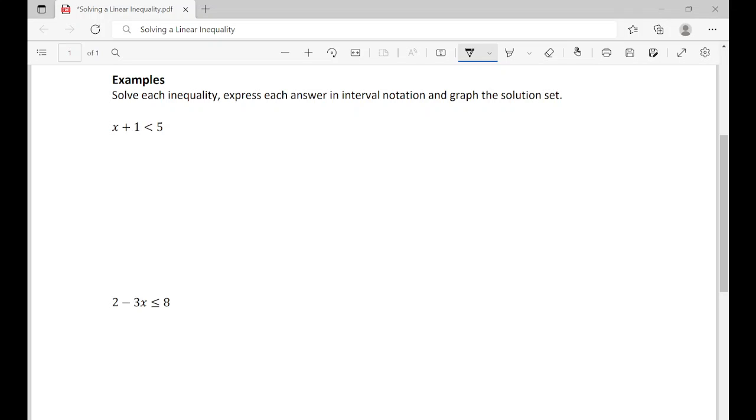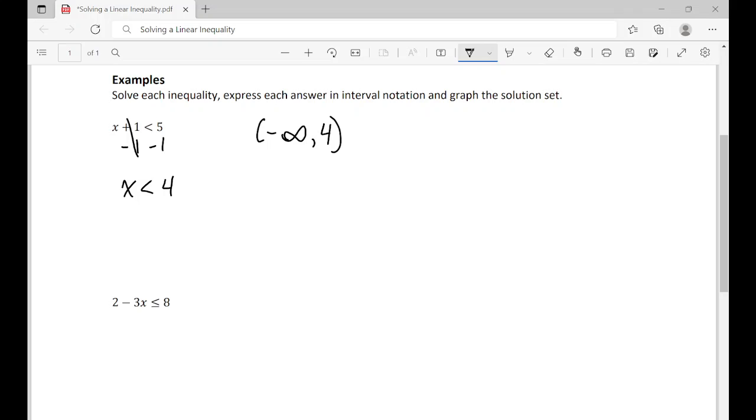So, got to get x by itself, so I'm going to subtract 1 from both sides. Cancels out here. So x is going to be less than 4. In interval notation, since it's less than, and less than essentially has an arrow pointing to the left forever, it's going to go left forever. The symbol for forever left is negative infinity. And this goes up to 4, and since it doesn't have an equal to sign underneath it, we use a parenthesis. And this is our answer in interval notation.